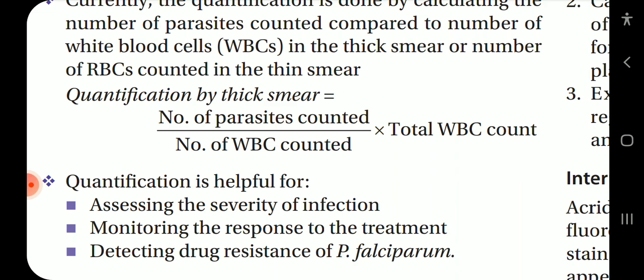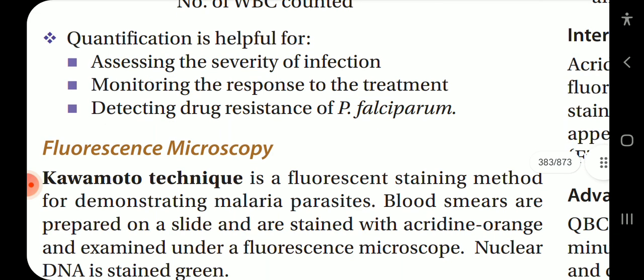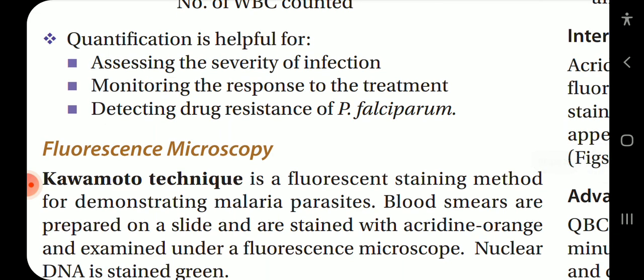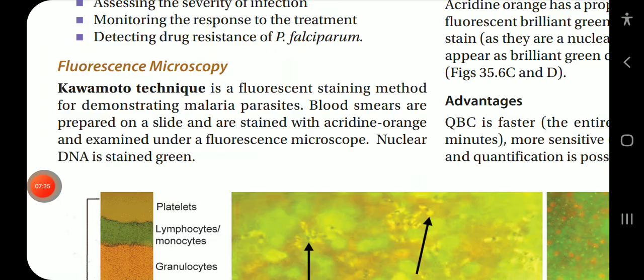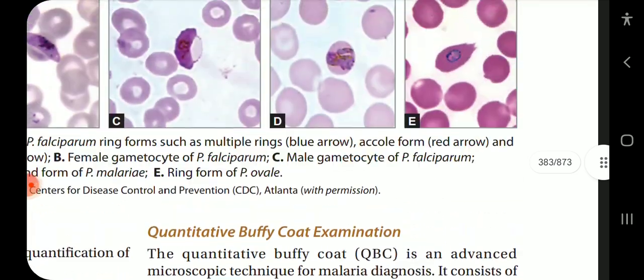Quantification by thick smear: number of parasites counted upon number of WBC counted, into total WBC count. Quantification is helpful for assessing the severity of infection, monitoring the response to treatment, and detecting the drug resistance of Plasmodium falciparum. Now we see fluorescence microscopy. Kawamoto technique is a fluorescence staining method for demonstrating malarial parasites. Blood smears are prepared on a slide and then stained with acridine orange and examined under a fluorescence microscope. Nuclear DNA is stained green.